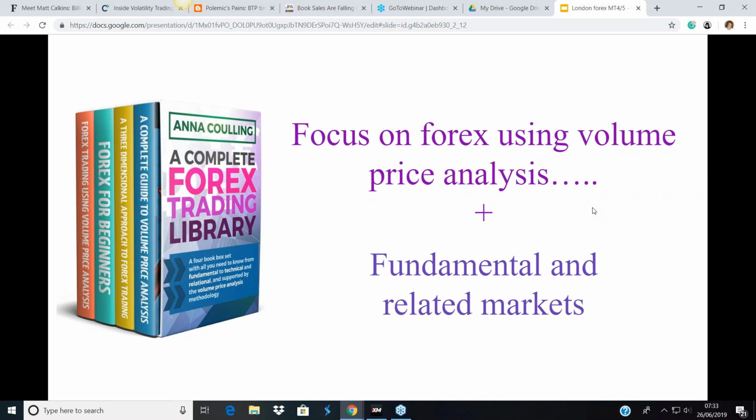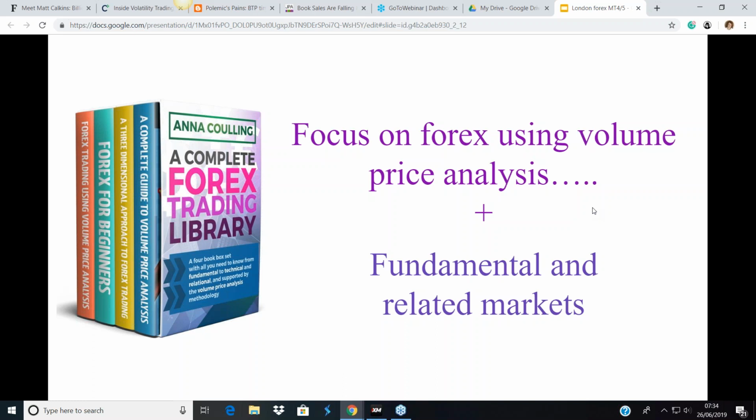What is the chart telling us? What is it saying at the moment? But more importantly, what VPA does, it tells you where the chart is going next, what is going to happen next with the price action. But that's just one element of your analysis, because you also have to take account of the fundamental landscape, what's happening in terms of releases, and also look at related markets.